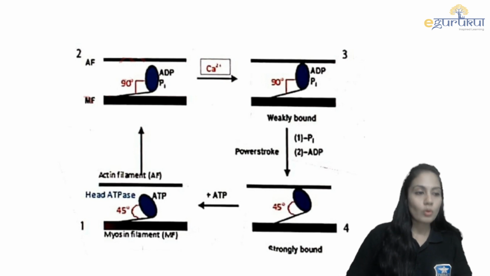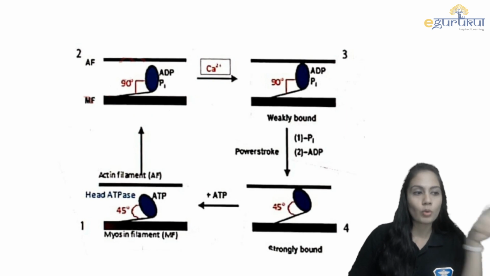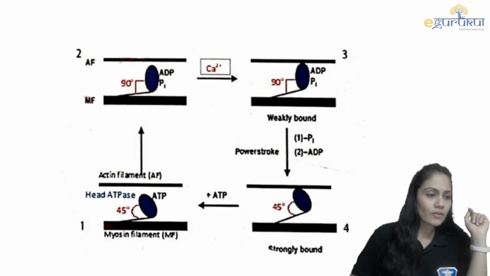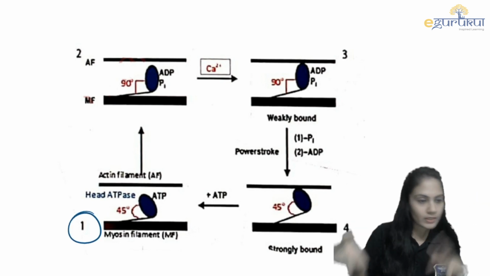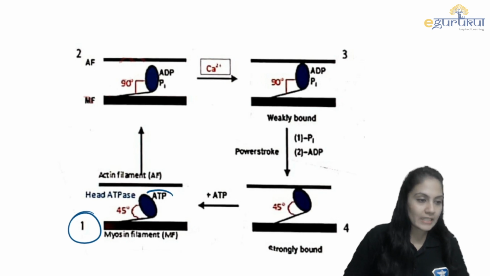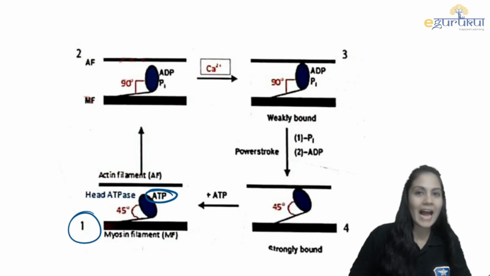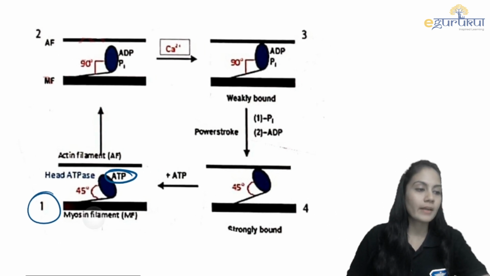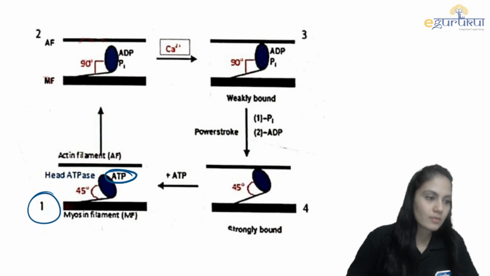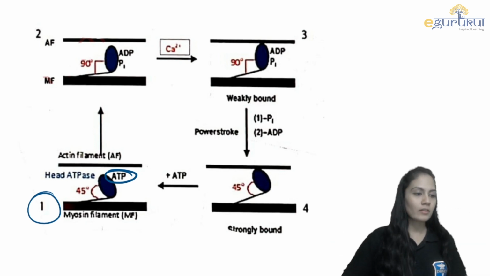Easy, right? I was talking about this because they asked it in INI-CET, the question was what is the angle of it. So remember, this is the first phase. Whenever the action potential and calcium events are going on, the first thing that happens is that ATP is available. This is an active process, so we require ATP. When ATP binds to the head of the myosin, which is relaxing at a 45-degree angle, waiting for the signal, ATP will come and wake this myosin up.